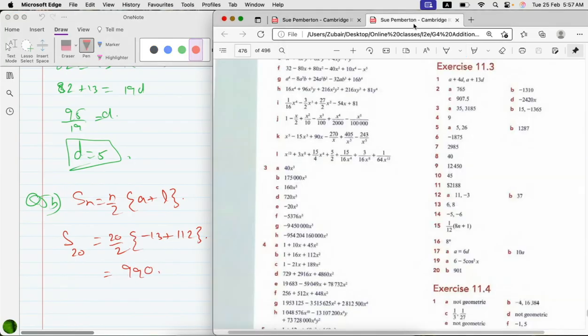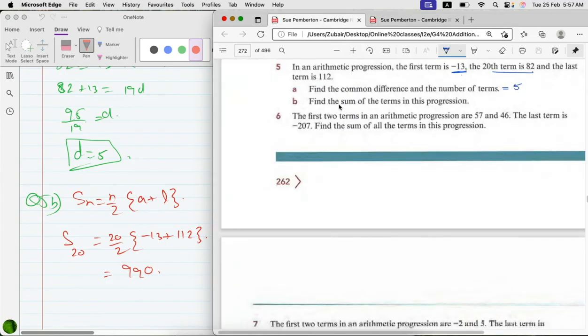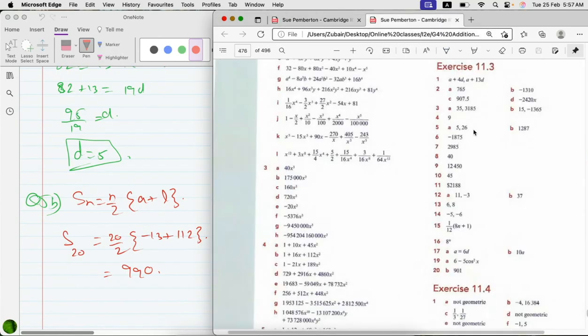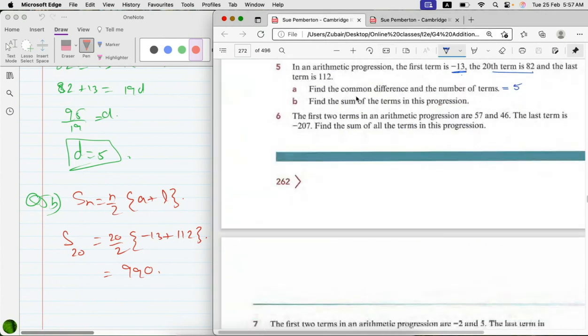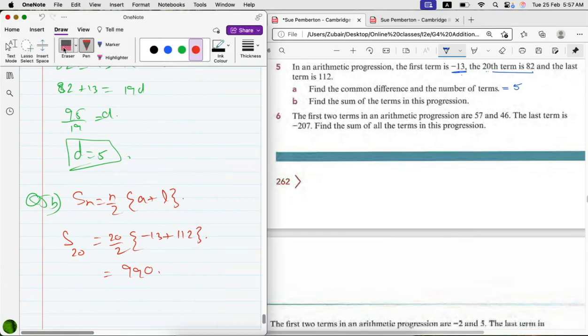Question 5, A and B. 5 and 26. What was 26? 5 is correct. And what's 26 in A? Find the common difference and the number of terms. Oh, sorry. Number of terms missing. I just used the 20. The last term is 112. So n was missing. Let me quickly get n.